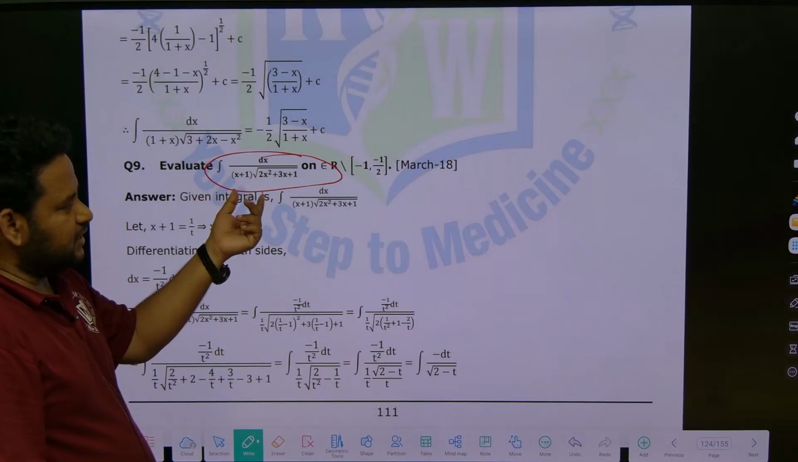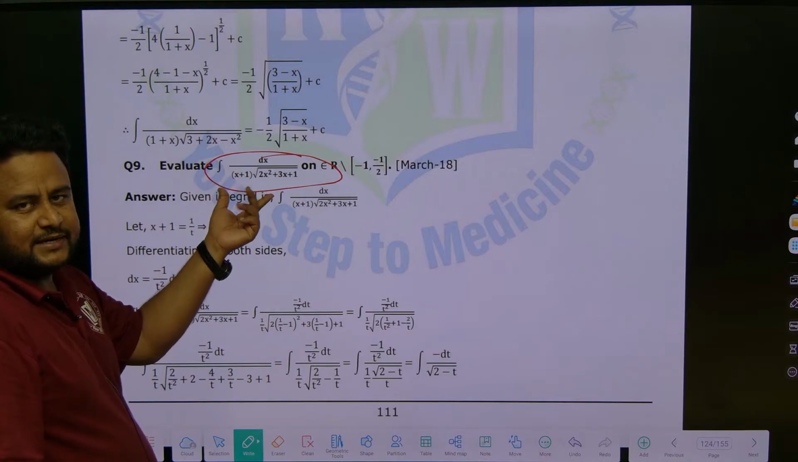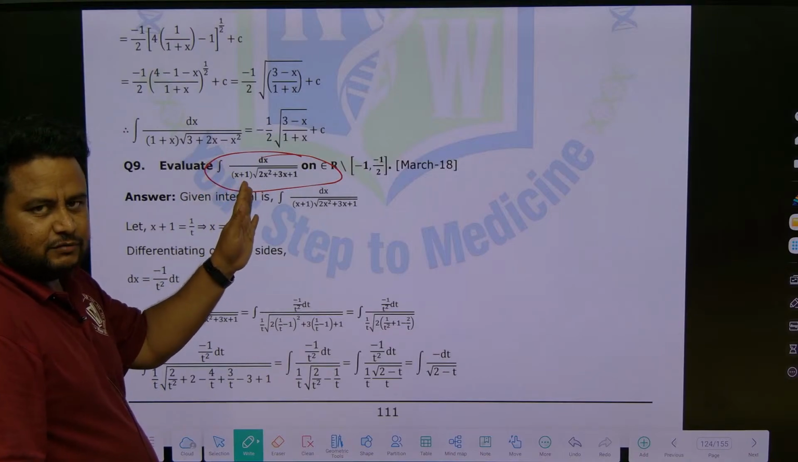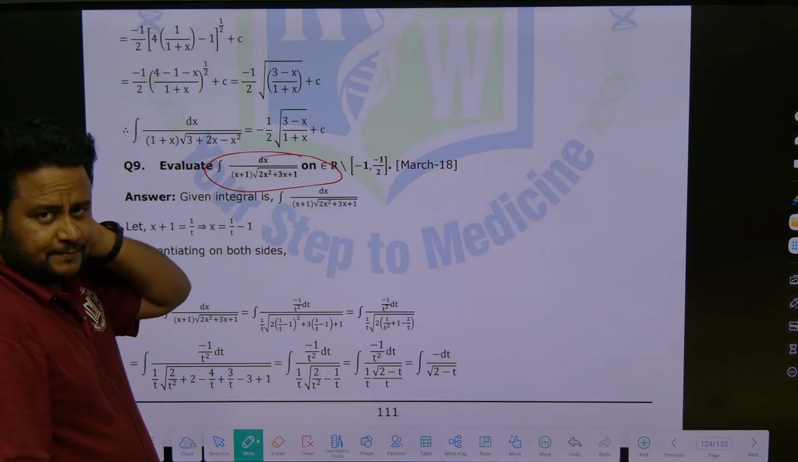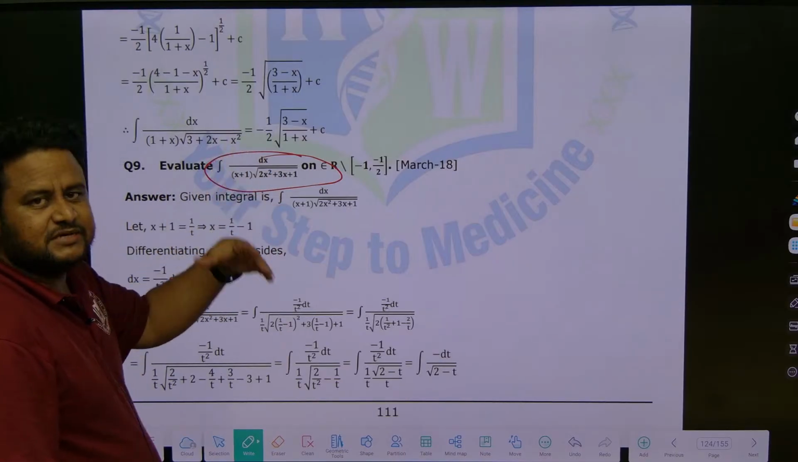This question has also been asked. Same thing: put x plus 1 is equal to 1 by t, then find what t will be equal to and what x will be equal to, and eventually you will get the answer. Same as the previous question.